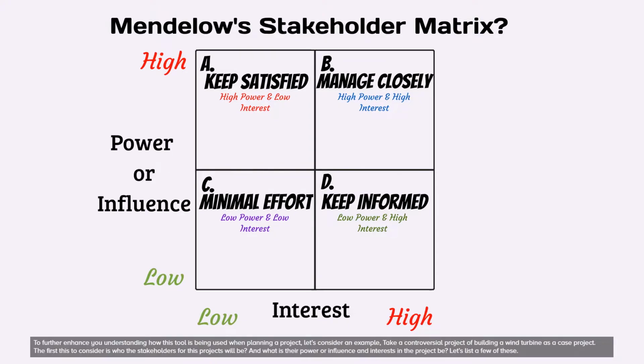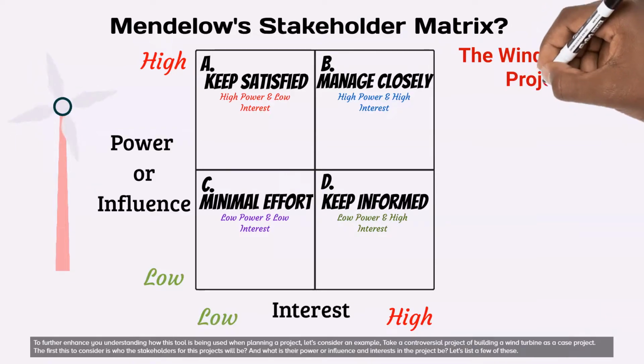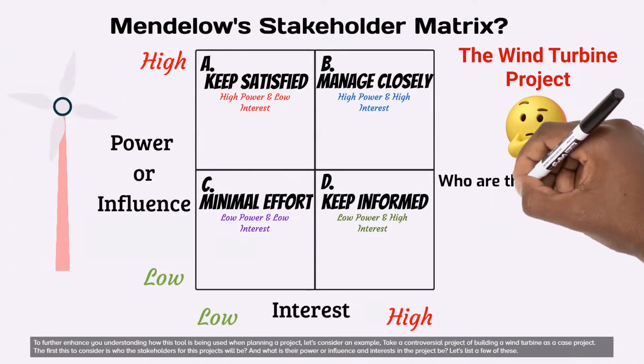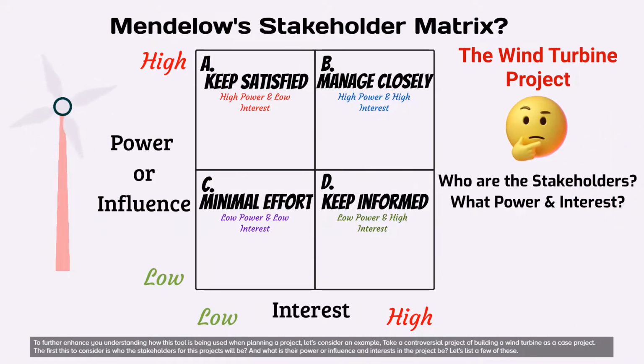To further enhance your understanding of how this tool is being used when planning a project, let's consider an example. Take a controversial project of building a wind turbine as a case project. The first things to consider are who the stakeholders for this project are, and what is their power or influence and interests in the project. Let's list a few of these.